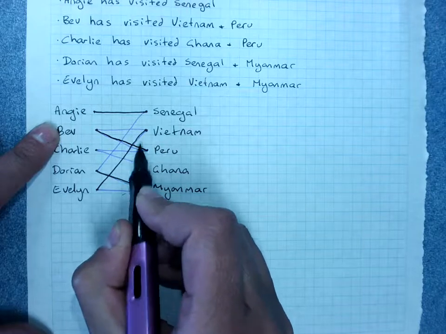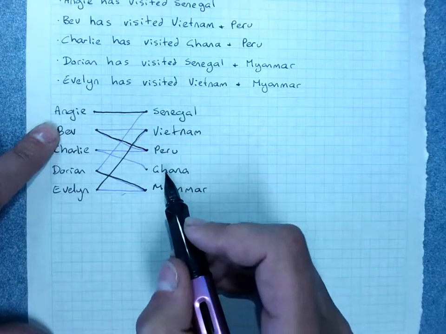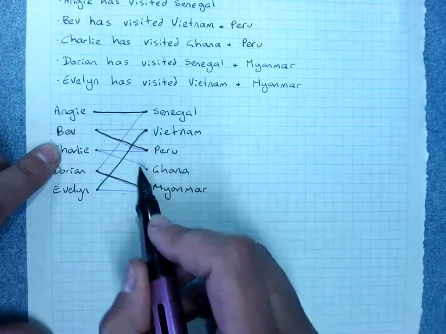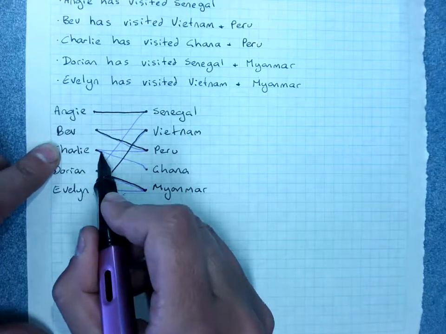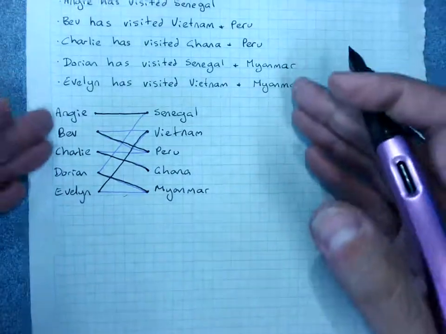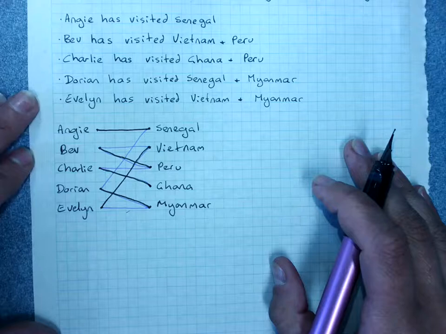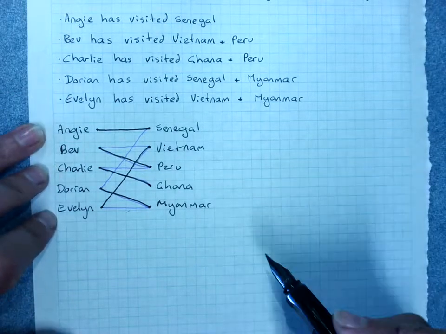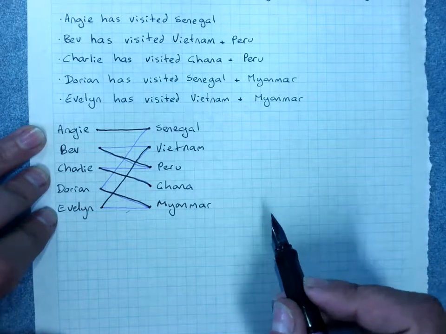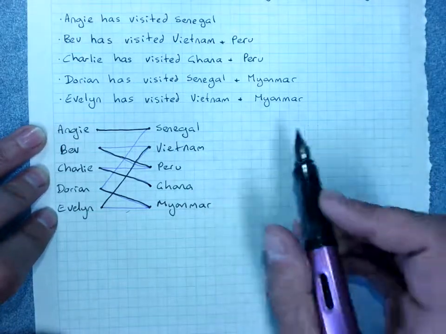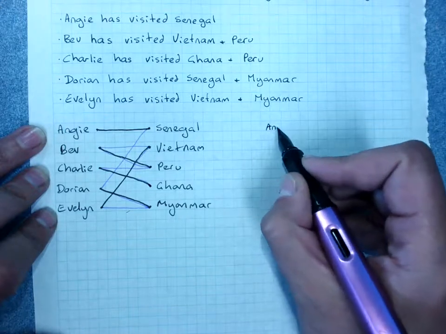This is a lot easier, really, to draw this up than to keep all this in your head. Charlie could have done Peru but can't now because Bev's doing it, so Charlie ends up with Ghana. So while there seemed to be a whole bunch of different options as to where people could go, when you took into account all the restrictions, there was only one possible way of assigning it. And then if you get asked to work out who's going where, you would say who goes where.